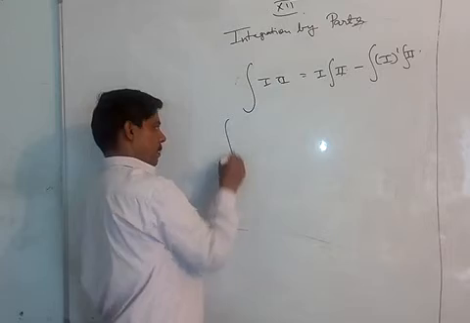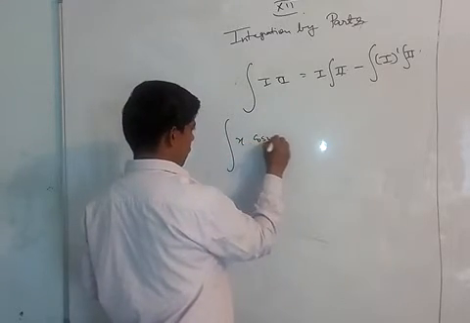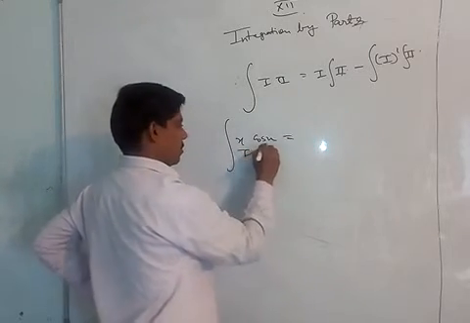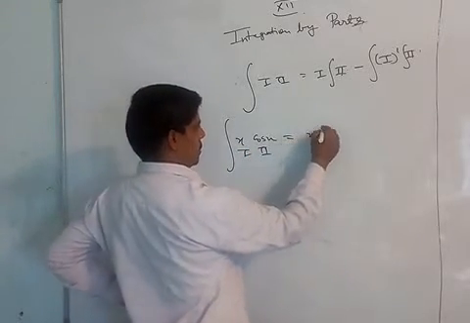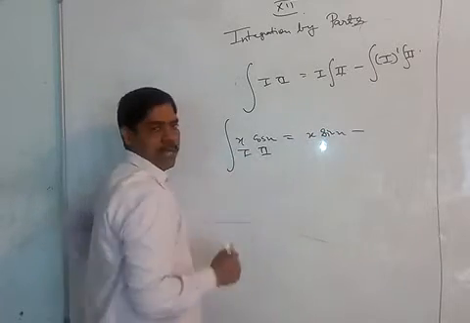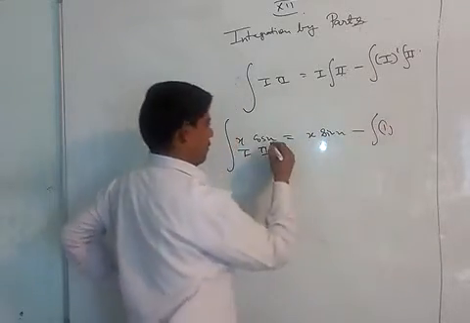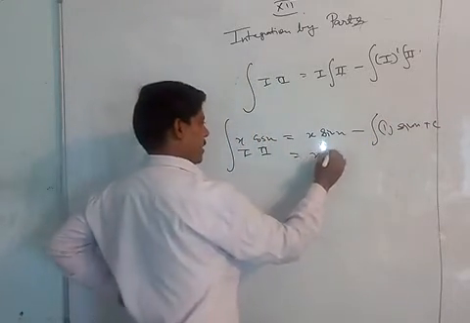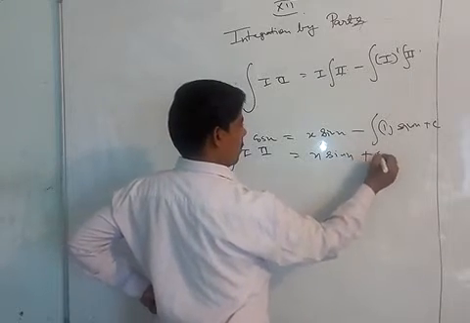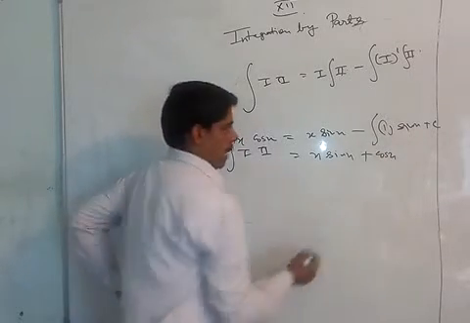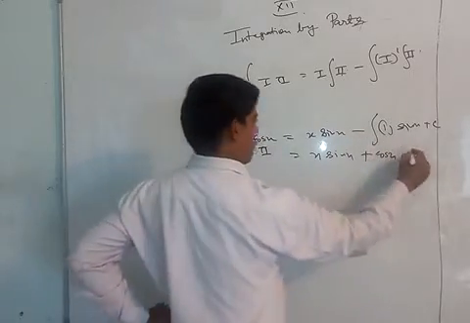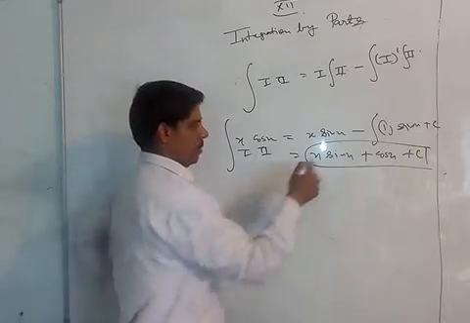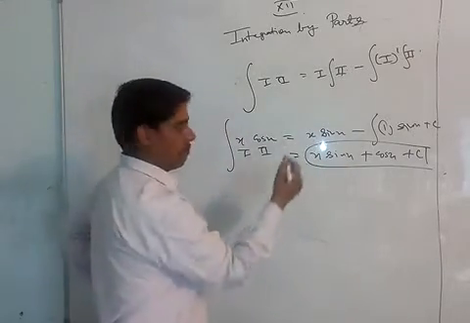Now how to use it? Suppose we have x cos x. Let's integrate this. First function is x and second function is cos x. So x times integration of cos x is sin x, minus differentiation of x is 1, integration of cos x is sin x, plus c. We can integrate this. So this is x sin x plus cos x, because minus times integration of sin x is minus cos x, minus minus plus plus. So the integration of x cos x is x sin x plus cos x, right? This is how you use by parts.